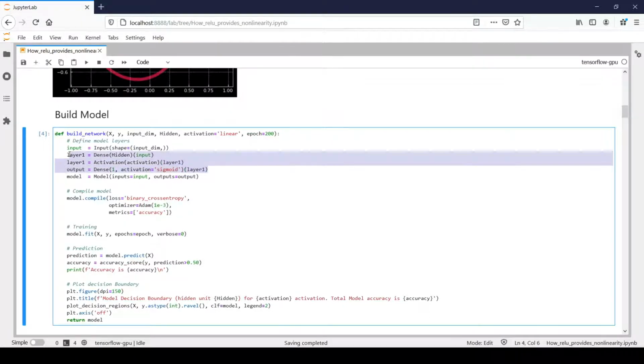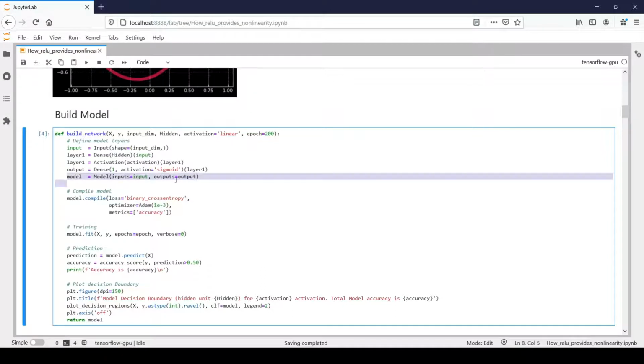So once all the layers are defined, we'll build a model graph. And here I am using Model from TensorFlow Keras. I will be passing inputs and outputs. And whatever layers it has between input and output, it will build a model graph. So that covers the model definition.